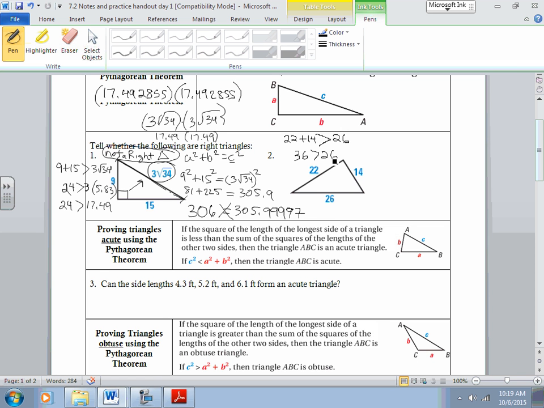Yeah? Okay. Now, we're going to check to see if it's a right triangle. Now, does everybody understand 26 is the biggest number out of the 3? So if this is a right triangle, this is where the 90-degree angle would be. So that means, what number should we use for C then? 26 should be where C is. The other 2 are your A and B's. So write 22 squared plus 14 squared equal to 26 squared. And go ahead and simplify that for me.